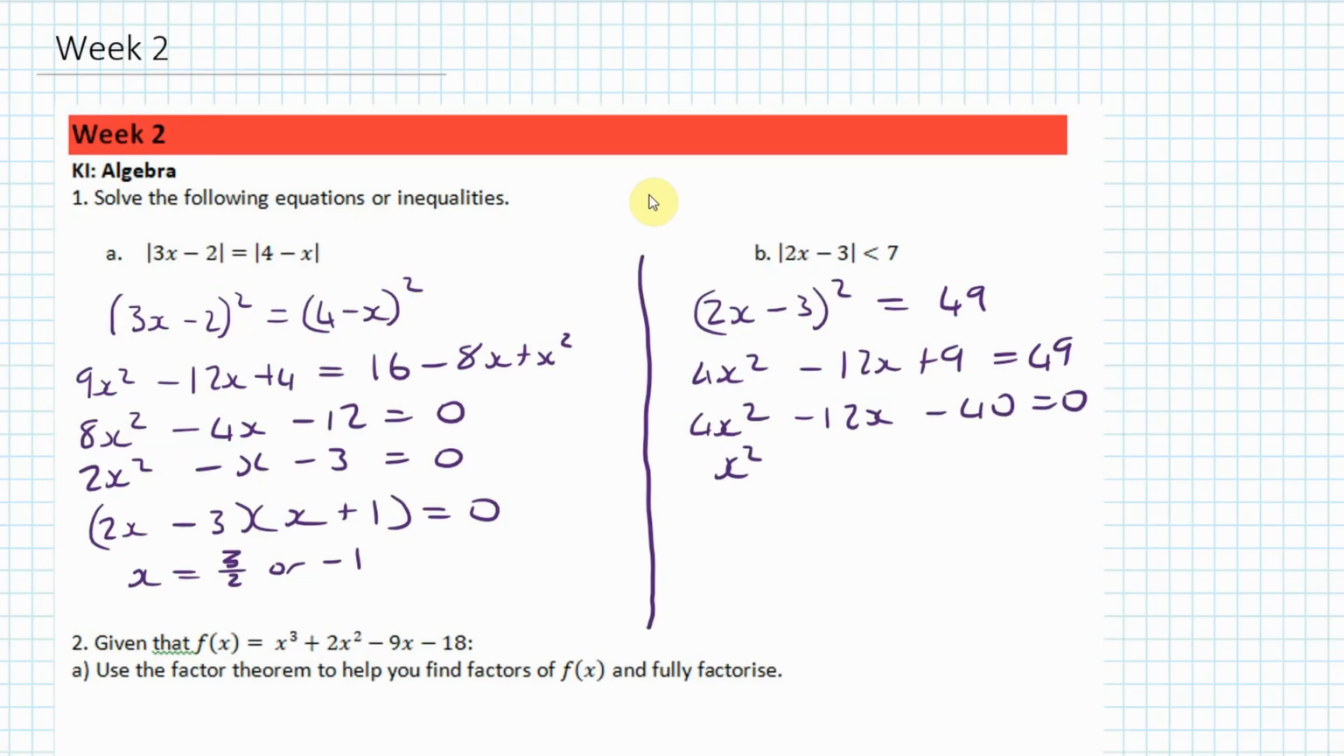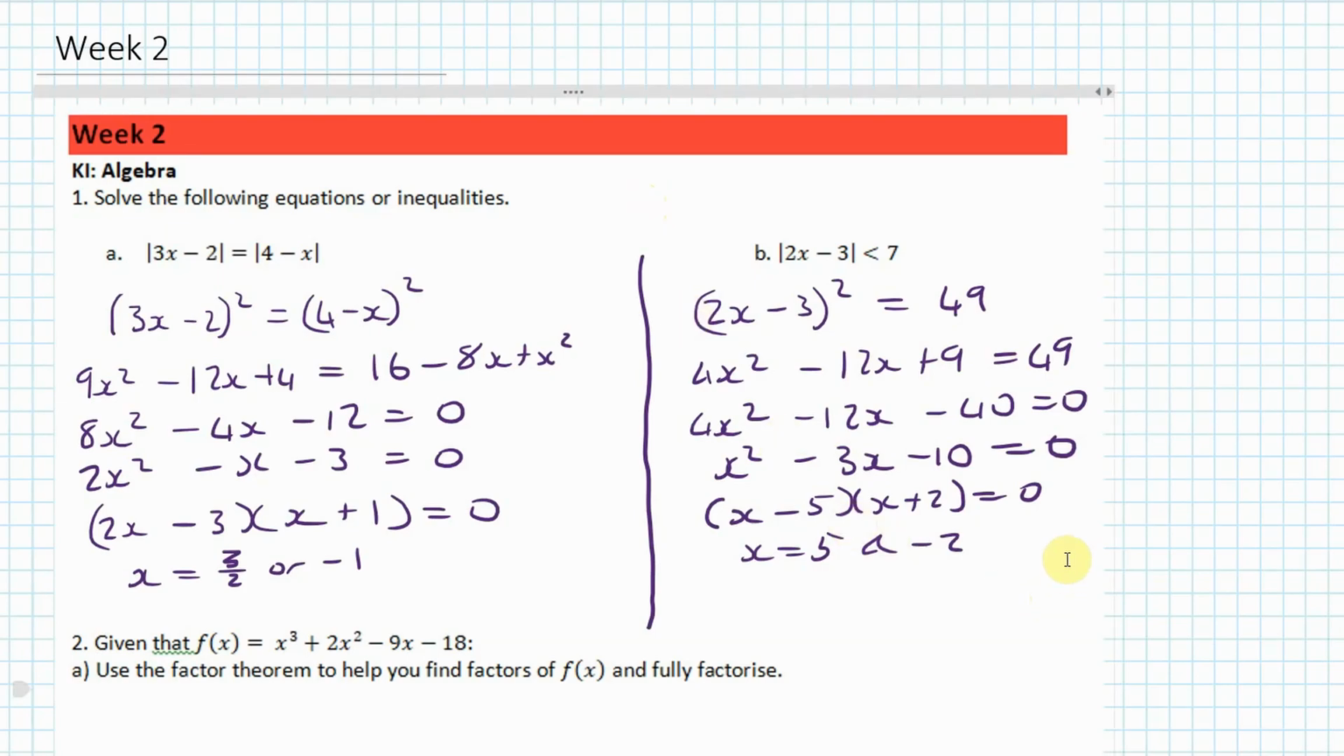Divide everything by 4, so I get x squared minus 3x minus 10 equals 0. And then x minus 5, x plus 2 equals 0. So we know that our roots for the equation, or where the modulus function is equal to 7, are at 5 and negative 2.